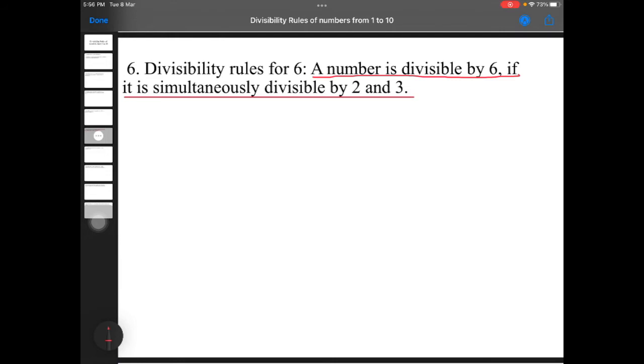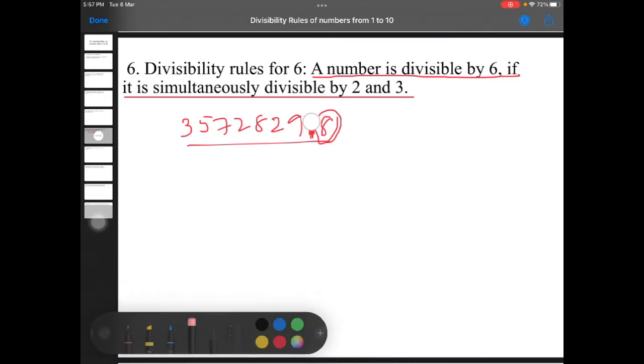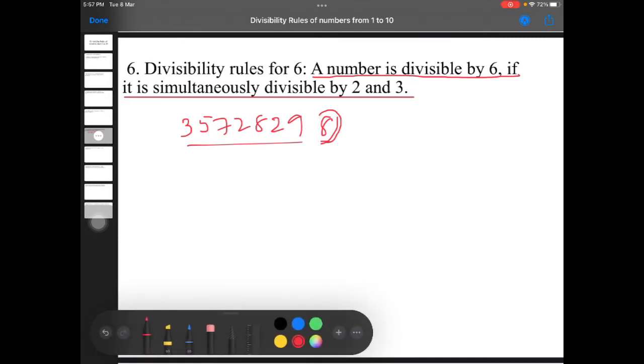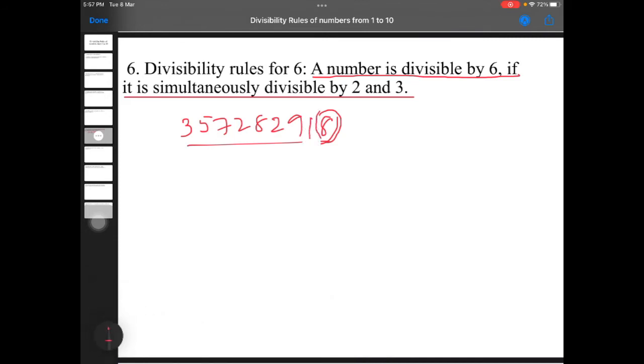Suppose this number, for example, 357282918. So we can see the rule for number 2. What does it say? It says if the last digit is divisible by 2, then that whole number can be divided by 2. So it's clear that this number can be divided by 2 because the last digit is divisible by 2.